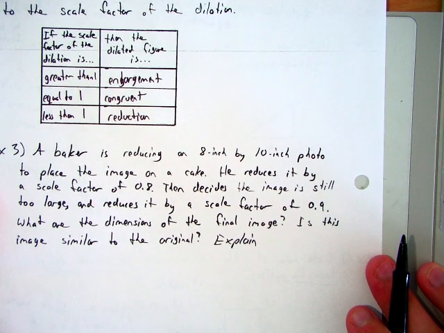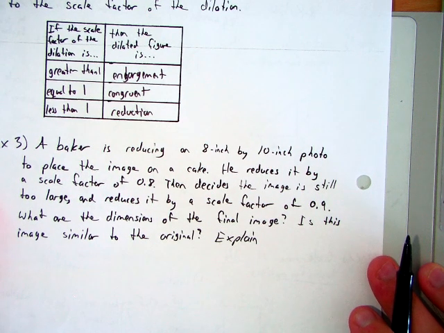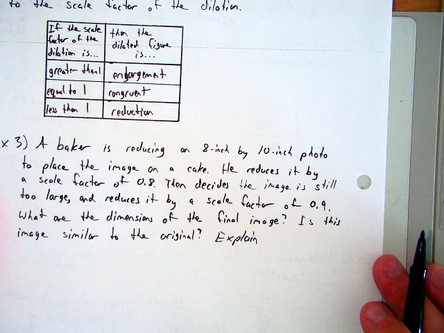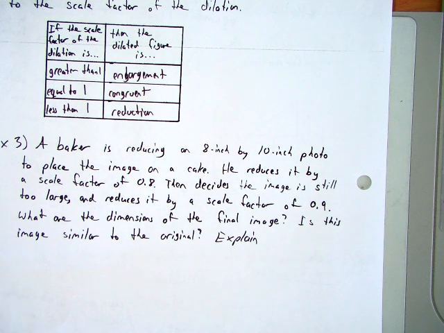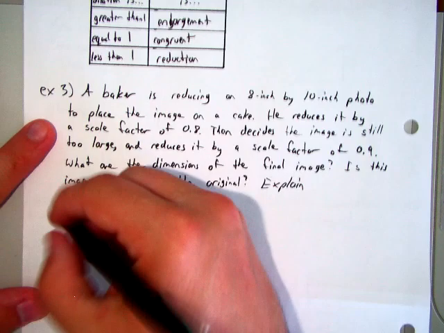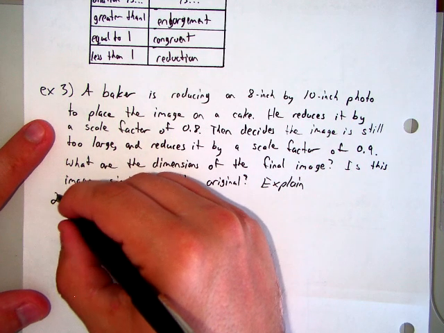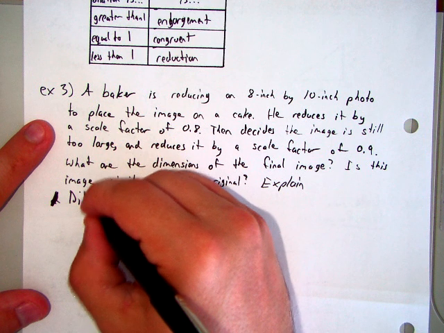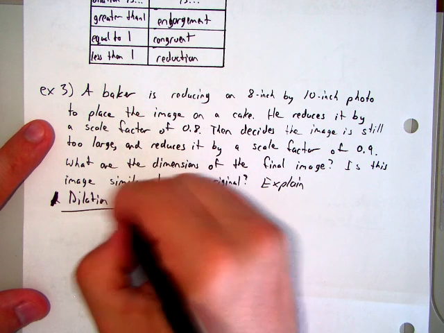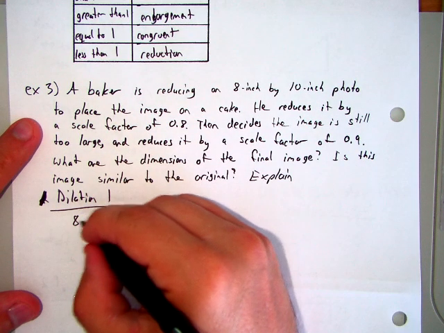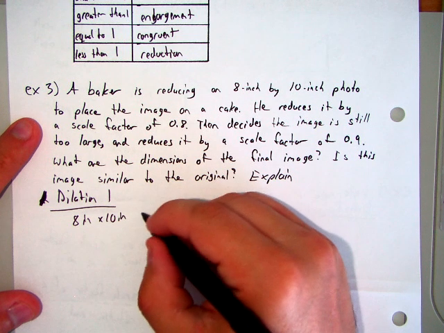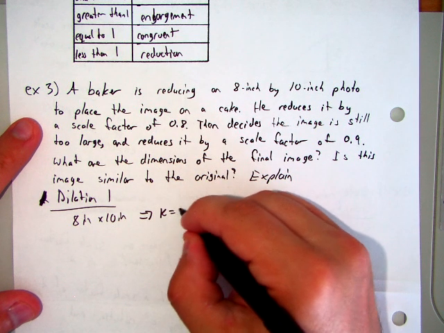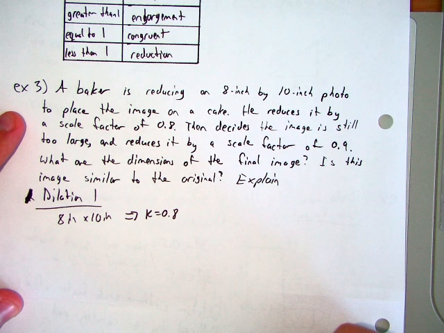So example 3 here. It says a baker is reducing an 8-inch by 10-inch photo to place the image on a cake. He reduces it by a scale factor of 0.8, then decides that the image is still too large, and reduces it by a scale factor of 0.9. What are the dimensions of the final image, and is the image similar to the original? Explain. So we have two dilations. So we're going to look at the first dilation. 8-inch by 10-inch. And we're going to apply a scale factor of k equals 0.8.